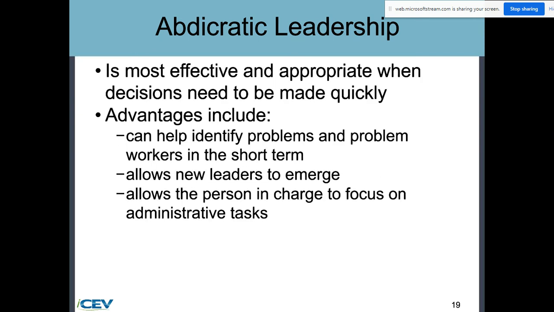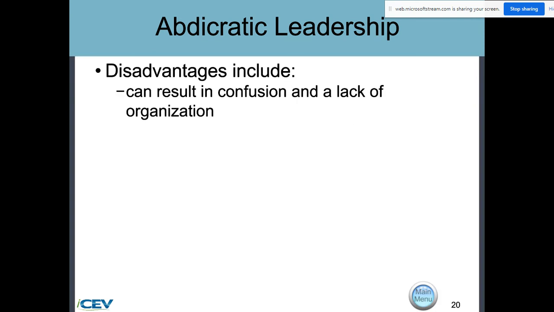It's most effective and appropriate when decisions need to be made quickly. The advantages include it can help identify problems and problem workers in the short term, allows new leaders to emerge, and allows the person in charge to focus on administrative tasks. The disadvantages are it can result in confusion and a lack of organization.